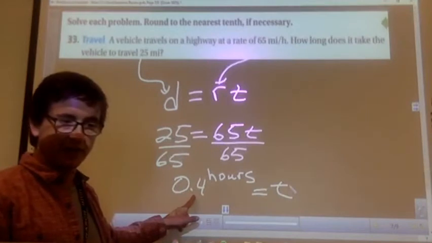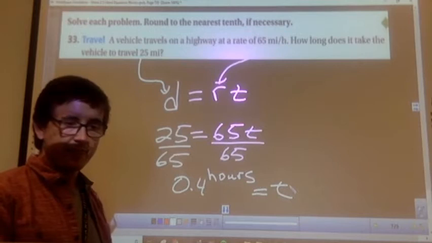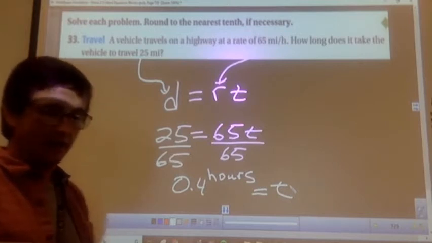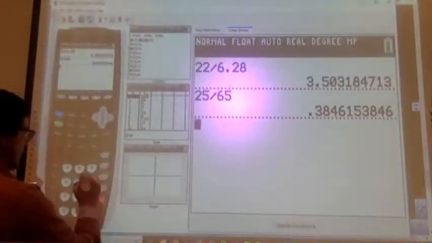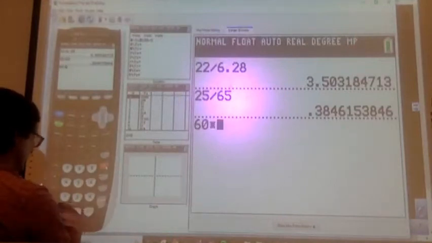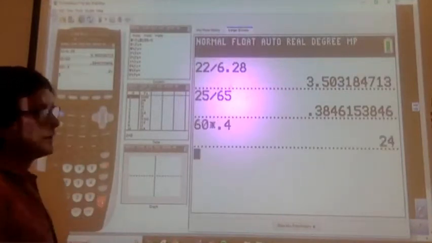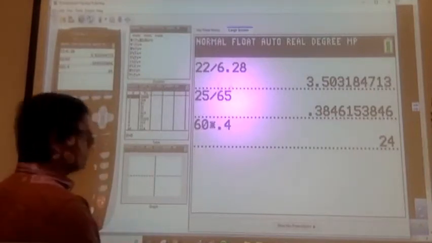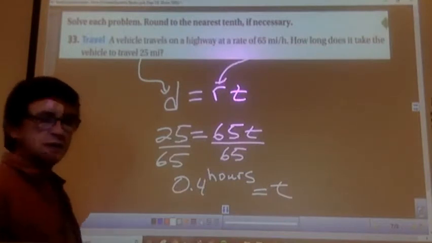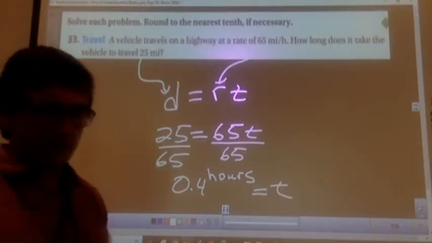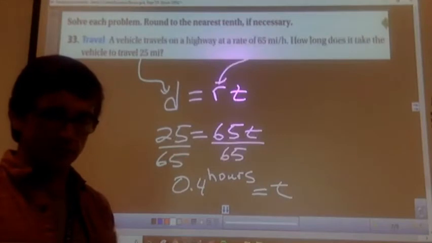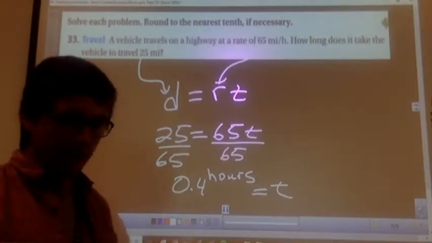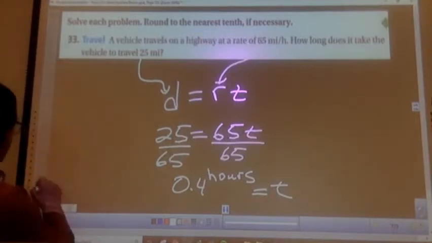What would you have to plug into the calculator? 60. Times what? 0.4. 24 minutes. So Leon was super close. 24 minutes, okay? You might have to figure out that kind of thing at some point. So if you have some decimal equivalent with time, just multiply it by how many minutes or hours or days, whatever the case may be.